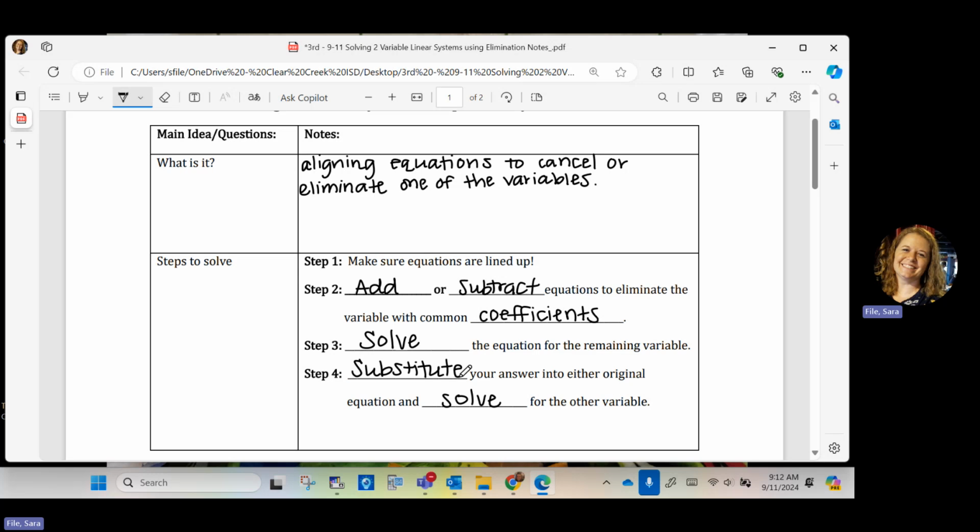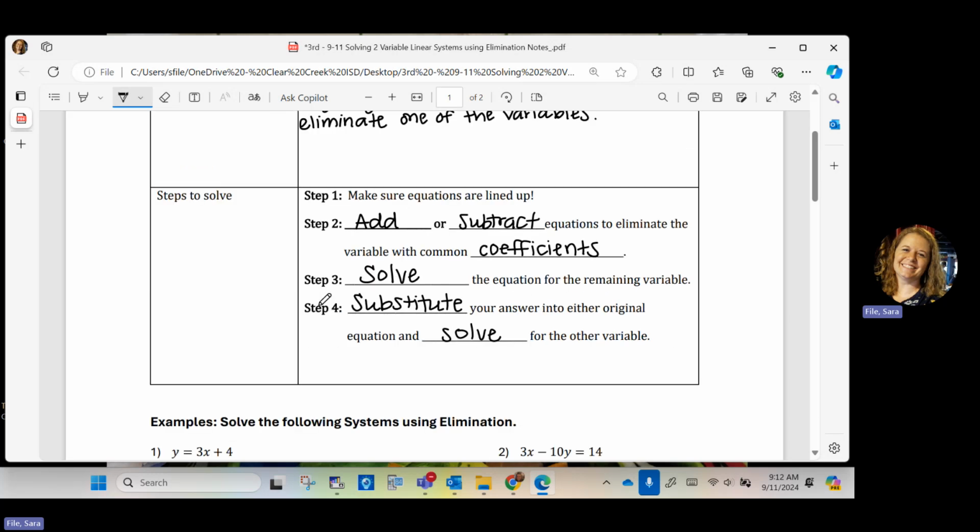So the last step, substitute, solve, that should sound familiar. Those were the steps in the substitution method. We went substitute, solve, substitute, solve. Y'all remember that? So now we're going to eliminate first and solve, then substitute, solve. So we're just changing up the first step of how we solve for the first variable.